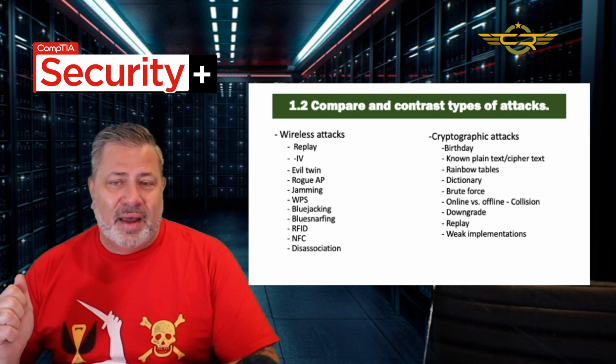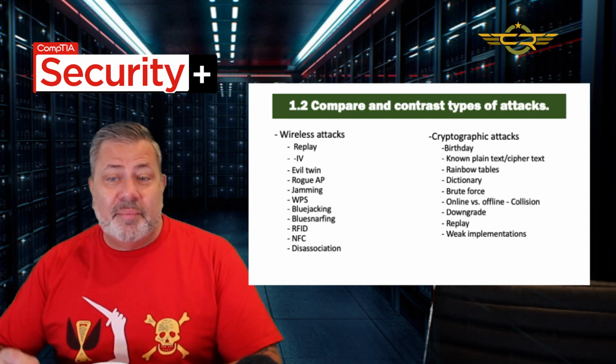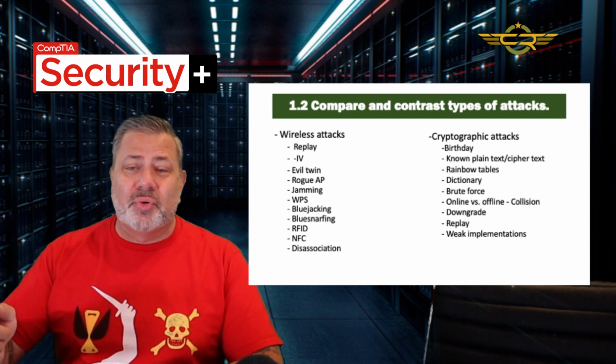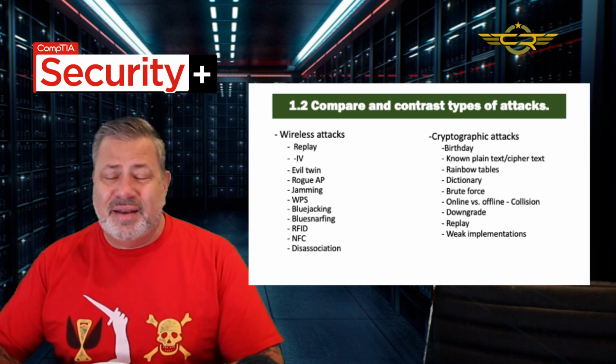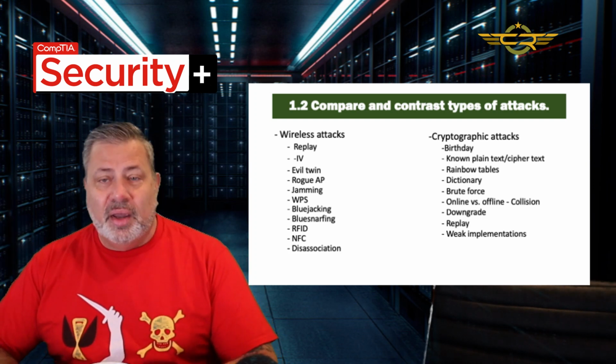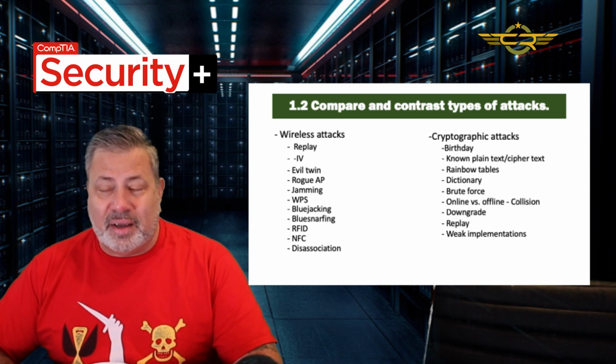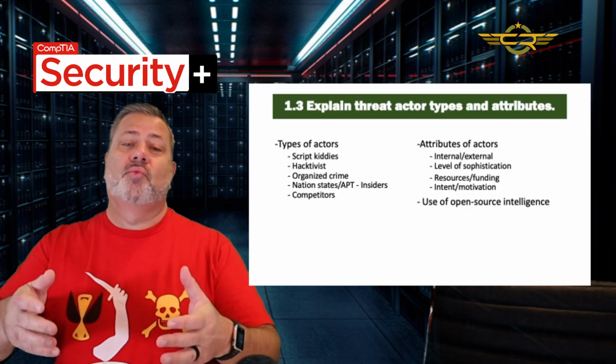Birthday attacks, known plain text attacks, rainbow tables, dictionary attacks, brute force, online versus offline, collision attacks, downgrade, replay, and weak implementations. And wow, there's a lot in 1.2, right? We got a lot to cover. So we finally make it to 1.3.